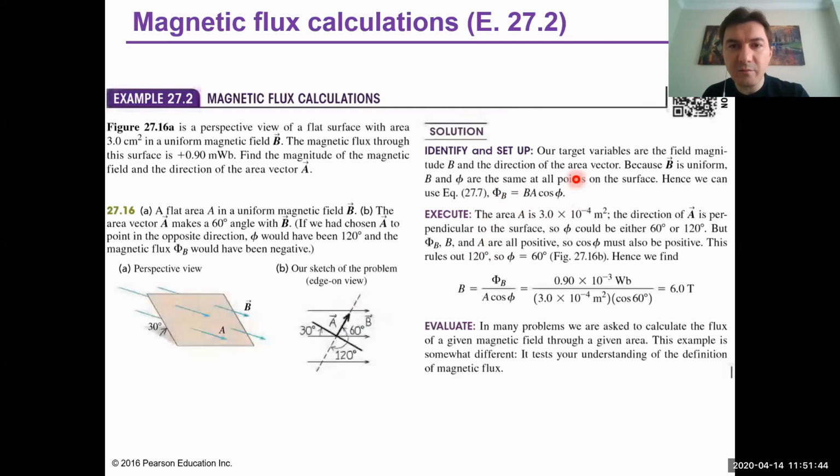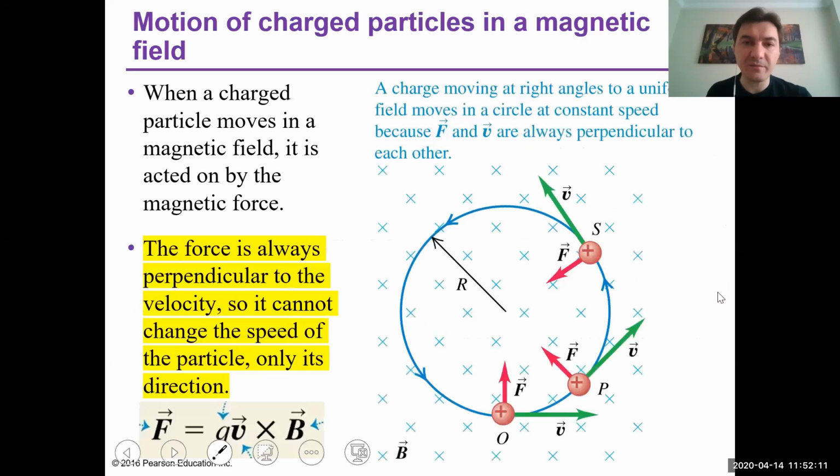So then by using that expression, take the B instead of flux, put that number here. Instead of milliweber, just use 10 to minus 3 Weber. And then A is given, okay, in square centimeter. We have to use in square meter. Then just use cosine 60 degrees. Then we can find 6 Tesla. So this is the magnetic flux calculation.